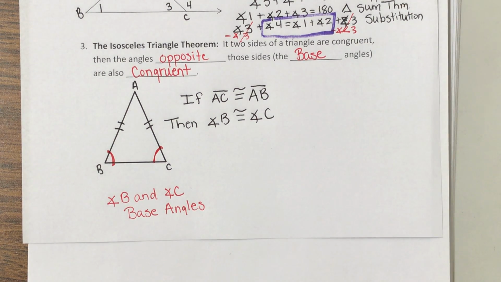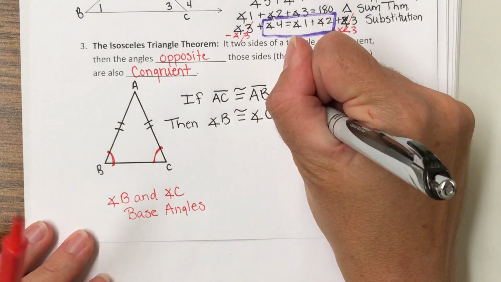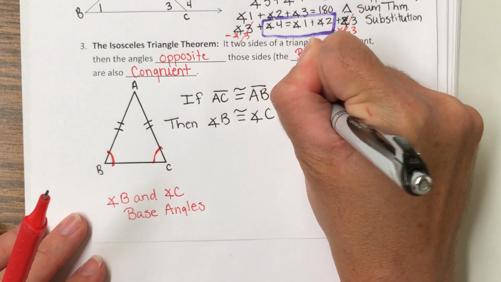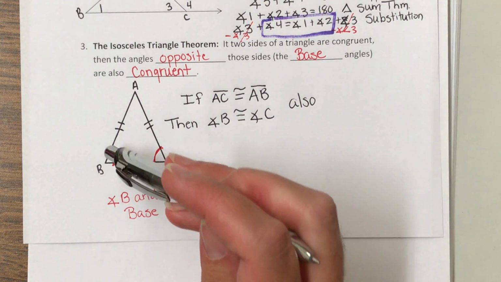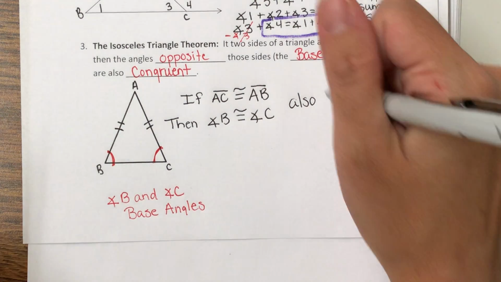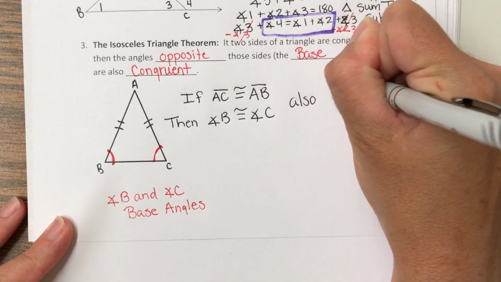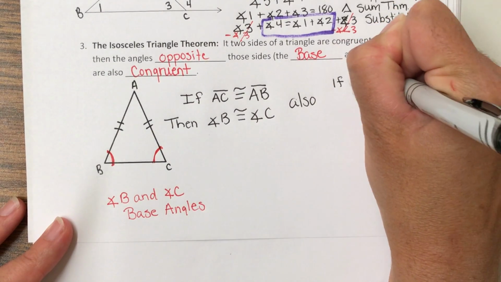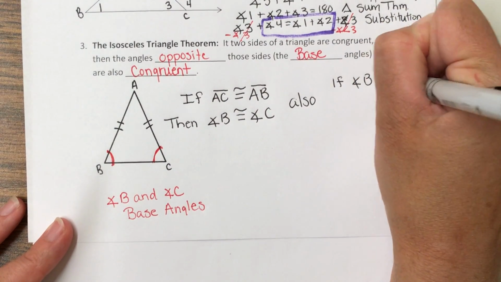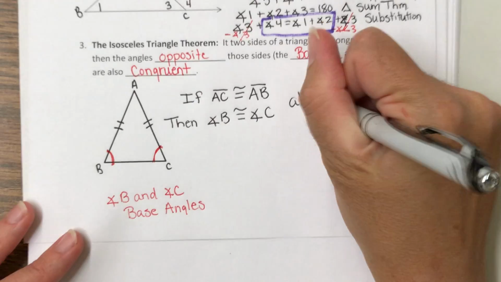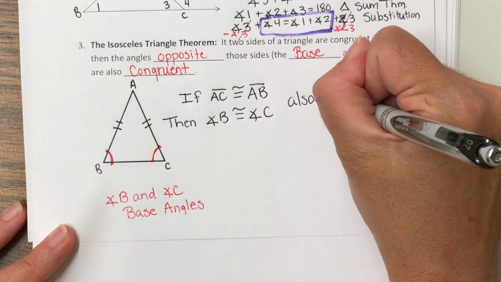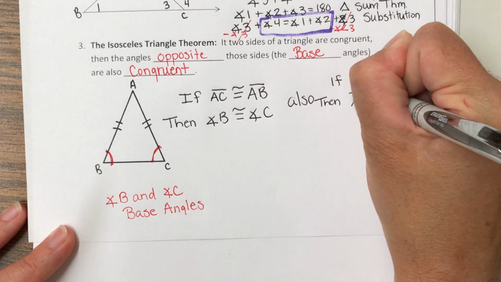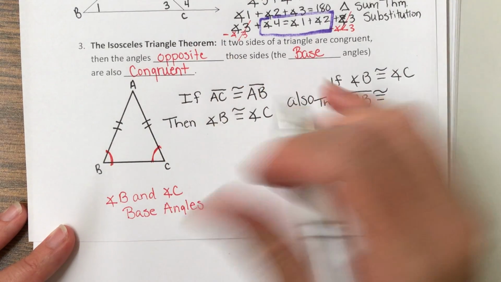Okay, so like I said, it's a two-part theorem. So we could go the other way with it. Let's say that they give us that angle B and C are congruent. So if angle B is congruent to angle C, then I know that side AB has to be congruent to side AC.